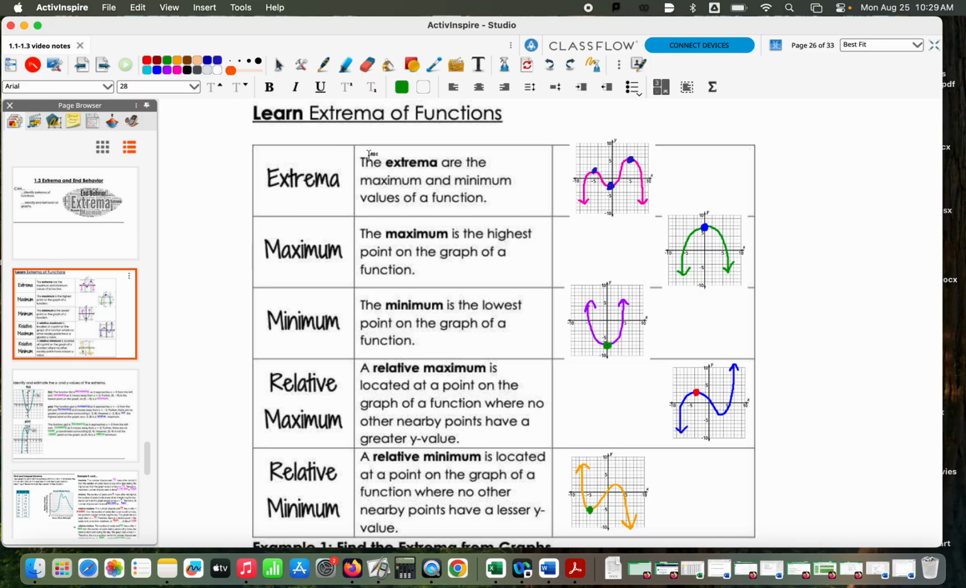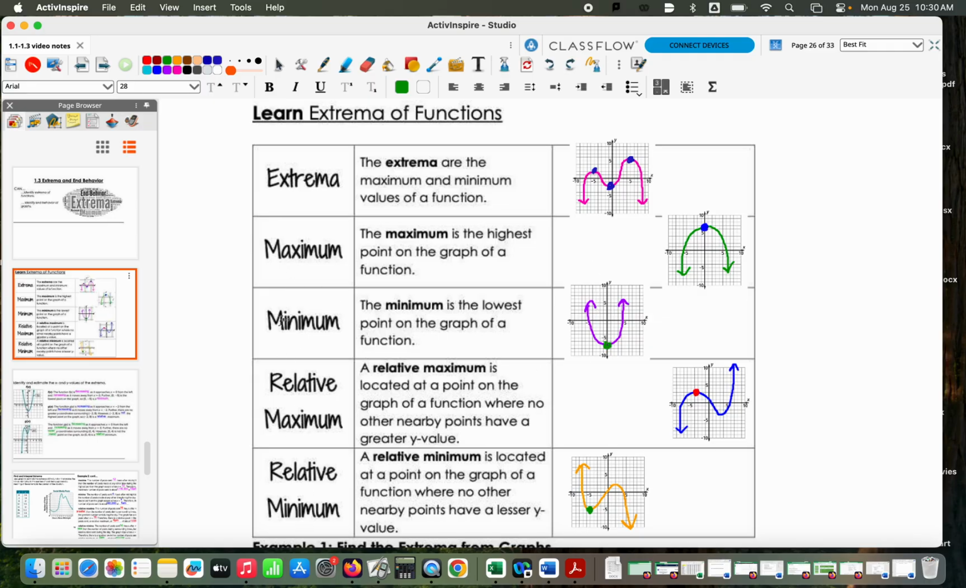So extrema is when we're talking about maximums and minimums. So I would just say, hey, I'm looking for some extrema, some maximums, some minimums. You can see this graph has maybe some high points, some low points, and we'll talk about all those. A maximum is the highest point on the graph of a function. It may not have a maximum. Like if you look at this graph, there is no maximum point because it's endless. It keeps going up.